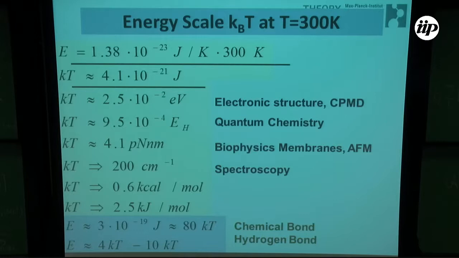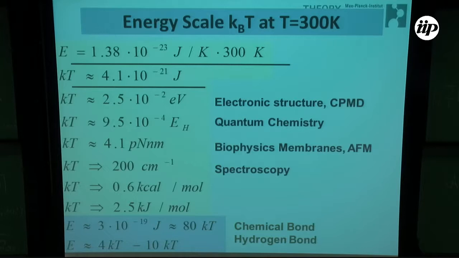At room temperature, kT is about 4.1 times 10 to the minus 21 joule. And depending on which community you are in, you either deal with electron volts, and you see already 2.5 times 10 to the minus 2 electron volts for people coming from electronic structure, so that's nothing. Or 10 to the minus 4, 10 to the minus 3 Hartree. One I like especially is 4.1 piconewton nanometers. That's what the biophysics people use, and so on. And for classical chemistry units, 0.6 kilocalorie per mole or 2.5 kilojoule per mole.